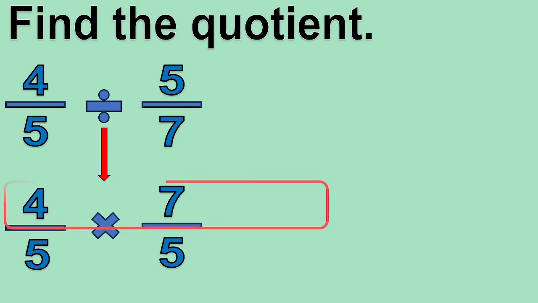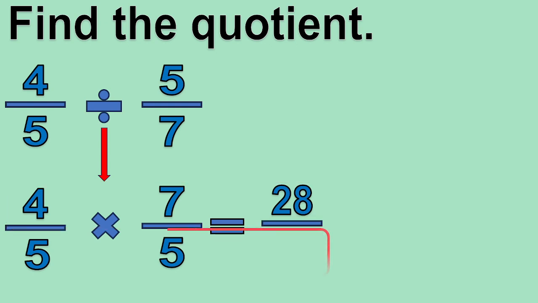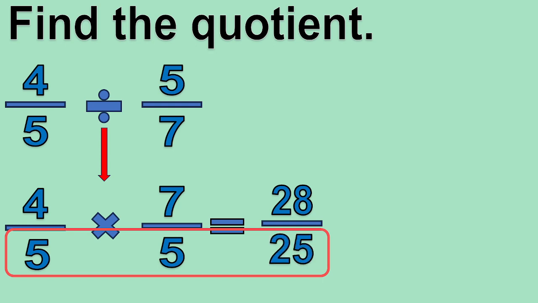We have here 4 times 7 equals 28. And multiply the denominators. We have here 5 times 5 equals 25. 28/25 is an improper fraction. Now, change this improper fraction to a mixed number.